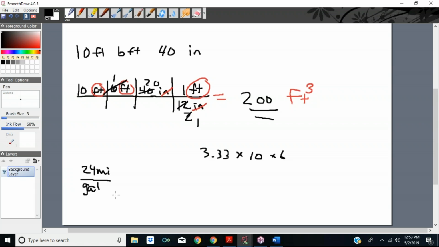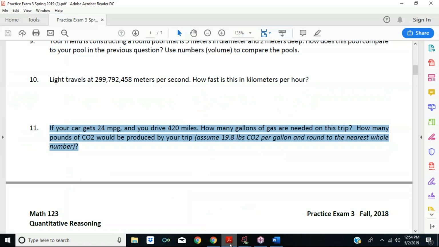If we write it like this, the problem is gallons is going to be in the denominator. So we need to do 1 gallon every 24 miles. And then times 420 miles. I think that's how many miles it was. I have to look. 420 miles, yes, okay.